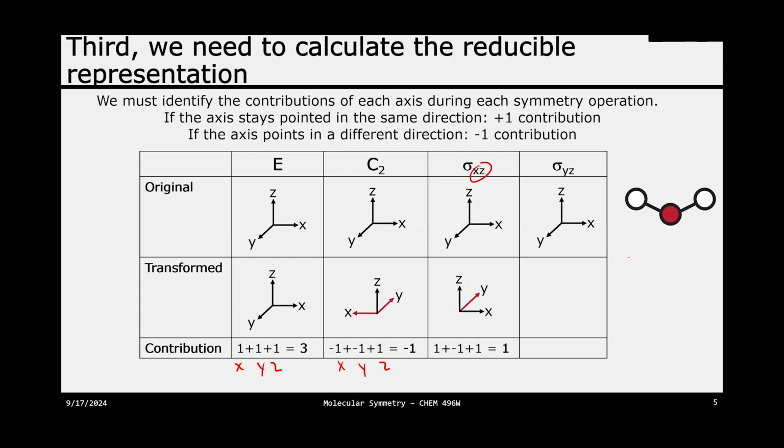Now, how about for our Y and Z? Is anything changing? The X. Yeah, great job. Now we're just flipping over the X-axis. And similarly, our Y and Z are staying 1, and our X is -1. And we get another +1 contribution.